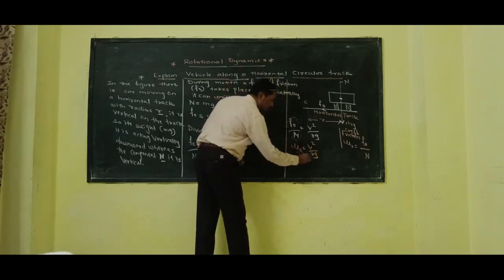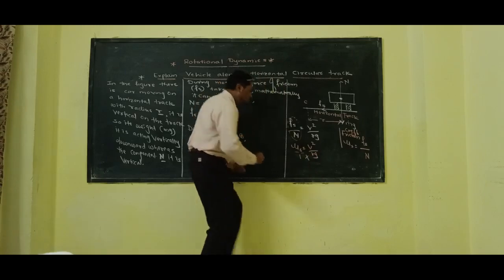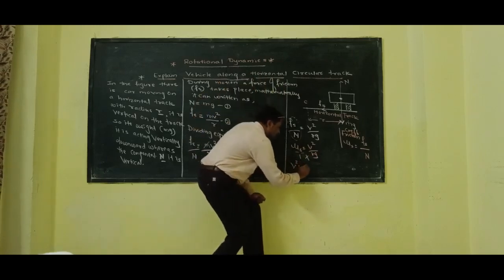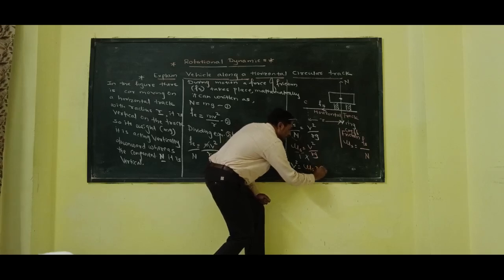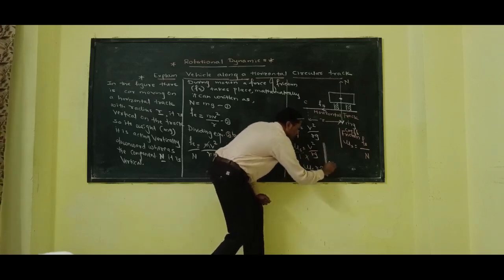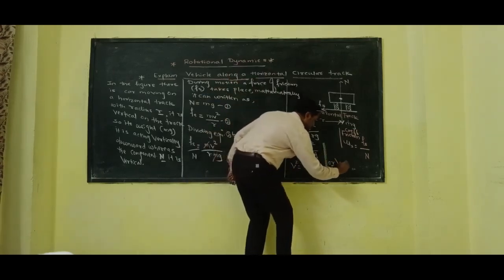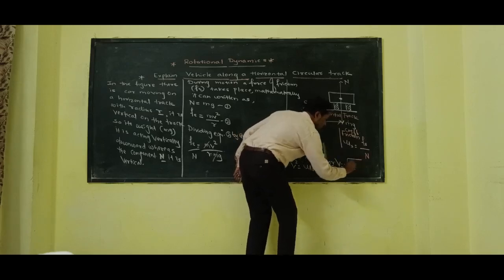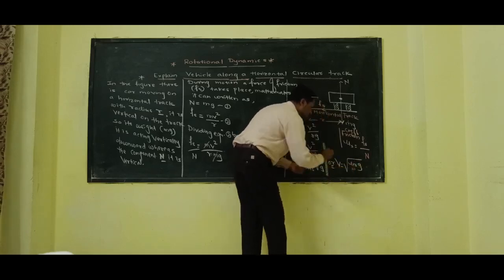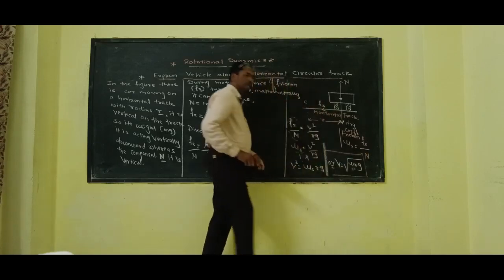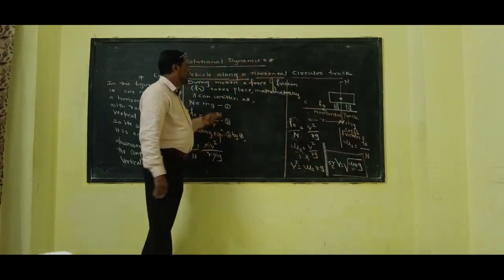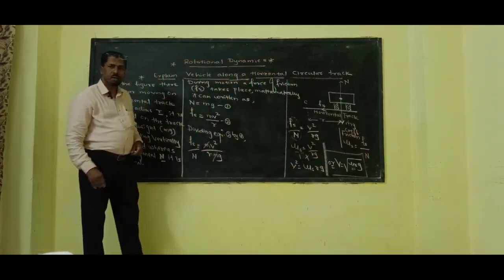Nothing is there, 1. Taking cross product, what do we get? v square is equal to mu s rg, or it can also be written as v is equal to under root mu s rg. So this is the general formula for a vehicle moving along a horizontal circular track.